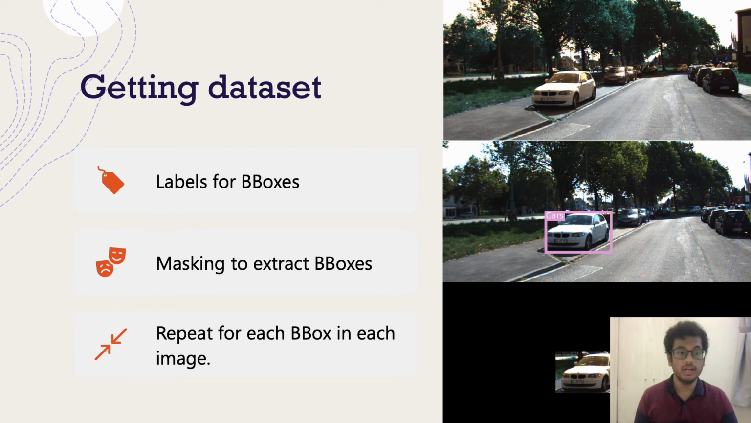To get the three datasets, what we can do is we can use the labels for bounding boxes provided by the train and the validation set. We can then extract these bounding boxes into separate images using masking as illustrated by the images on the right.